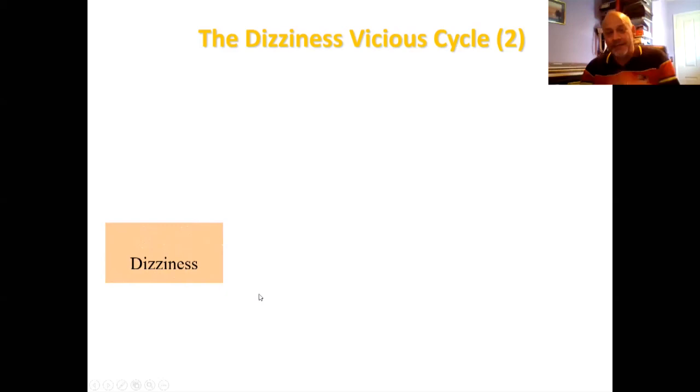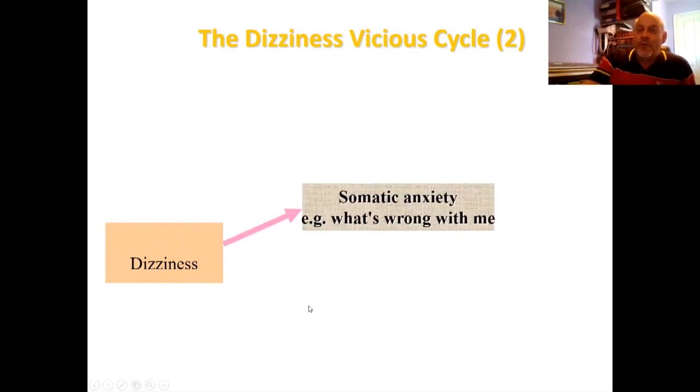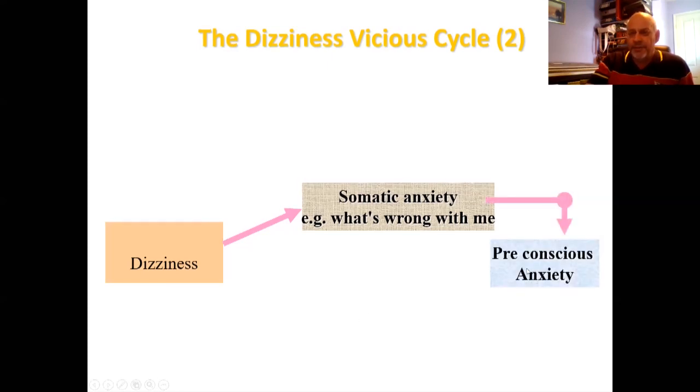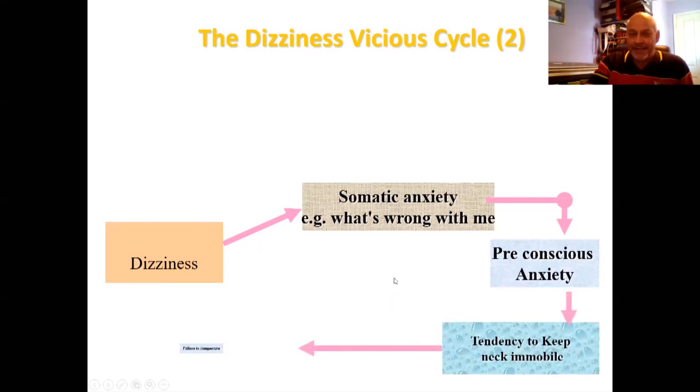Look at this. So we got dizziness now. People worry, something's wrong with me. That's called somatic anxiety. Something's wrong with me. I'm dizzy. I shouldn't be dizzy. Look, it causes a pre-conscious anxiety. You're aware of it now. You keep your neck still. You don't compensate. The dizziness doesn't change.